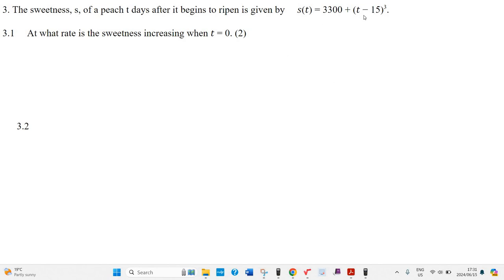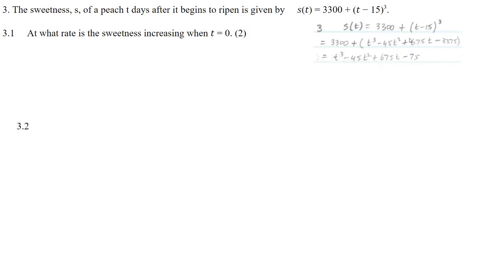Well, what you're going to have to do is multiply (t minus 15) cubed out before we even get started. And if you know what the difference (a minus b) cubed is from grade 10, you'll be able to write this out. You might have to multiply it out if you don't. It is a cubed minus 3a squared b plus 3ab squared minus b cubed. Anyways, if you know the formula, you can just write out the answer, but you might have to multiply it out. You'll get t cubed minus 45t squared plus 675t minus 3375.